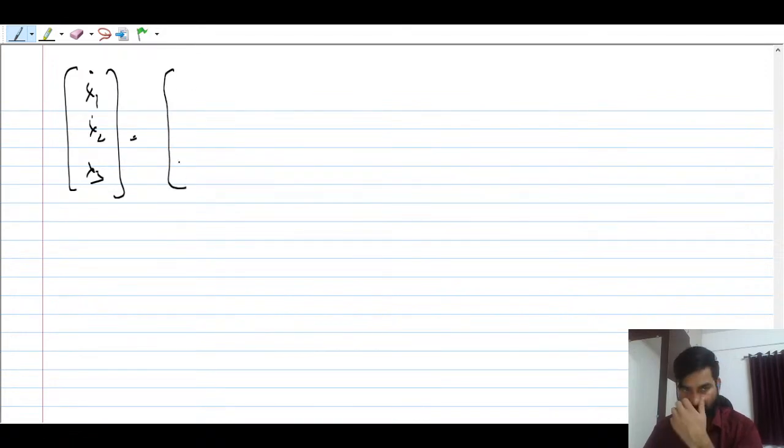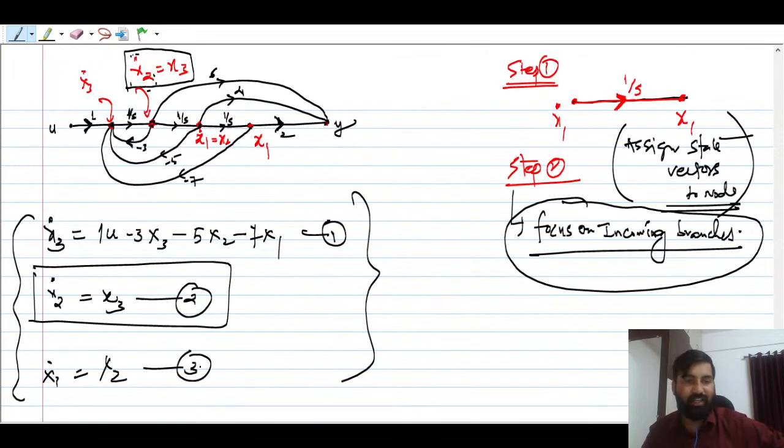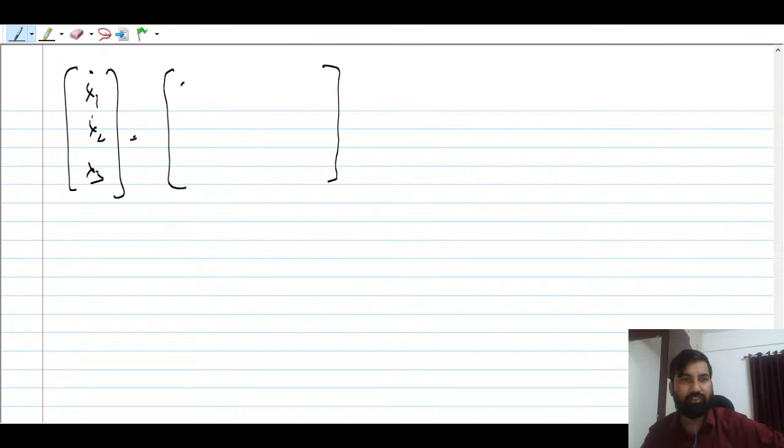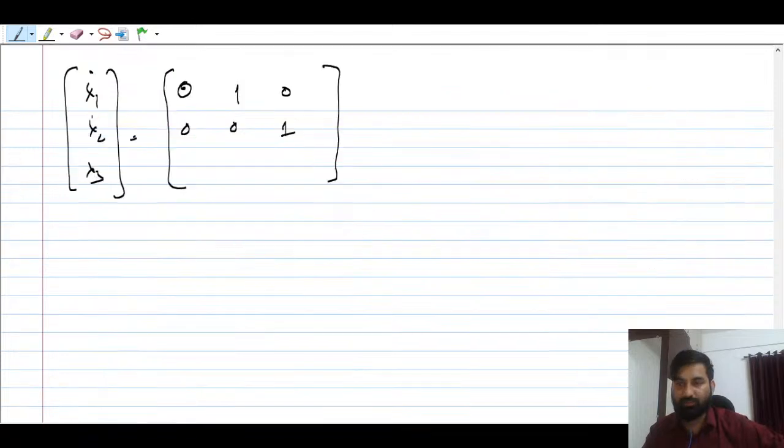Now, I think even without writing these equations you can write the matrices, if you focus on the incoming branches. But I will make sure that you just assign all these state variables. So from the first equation, only x2 is non-zero, so it is 0, 1, 0, right? 0 0 1, and this is going to be -7 -5 -3. It is canonical form, right? Controllable canonical form, it looks like x1 x2.